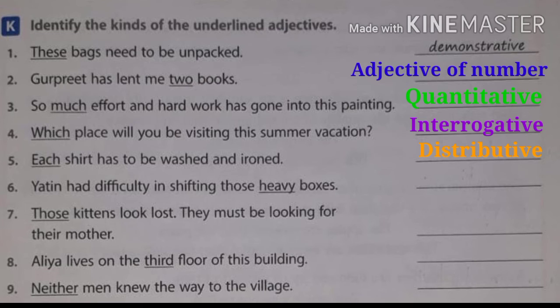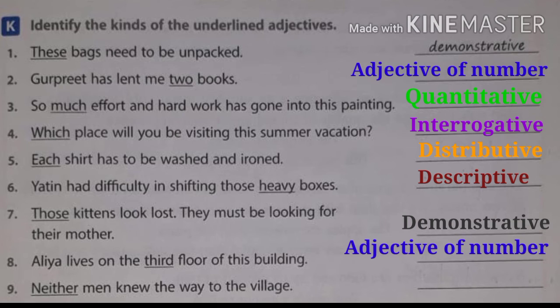Yatin had difficulty in shifting those heavy boxes. It's describing the quality of the box. So heavy is descriptive adjective. Next is, those kittens look lost. They must be looking for their mother. Those, you are demonstrating something over there, so it is a demonstrative adjective. Alia lives on the third floor of this building. Third is definitely a number, so it is an adjective of number.